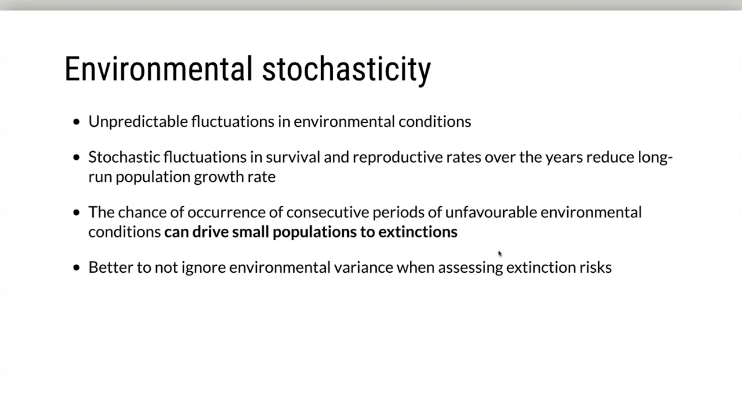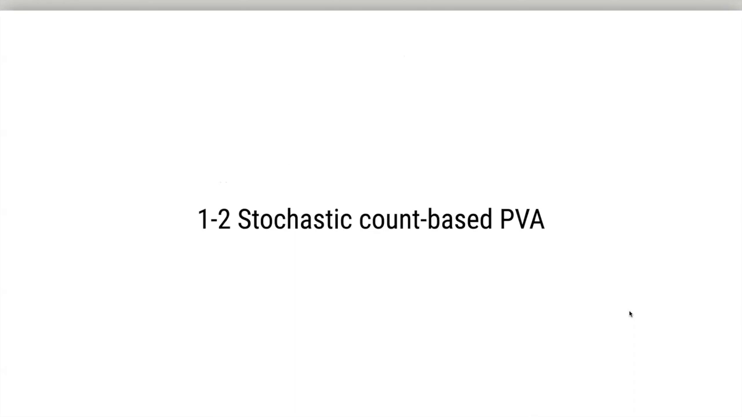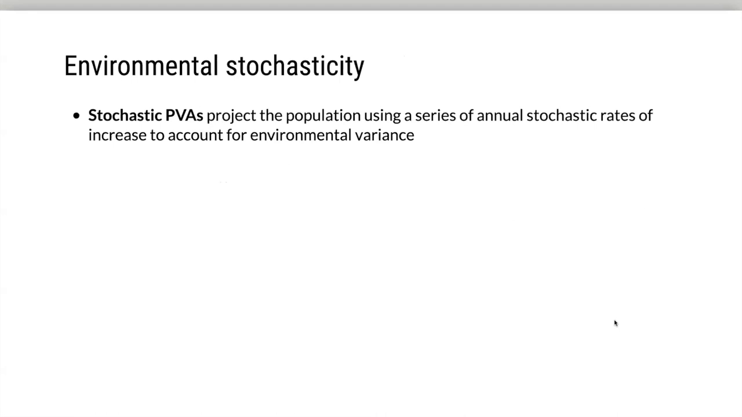So let's run a stochastic PVA. The principle here is to project the population, not only using the average rate of increase of the population, but an annual series of rates of increase, which account for potential variance in the environment from one year to the next.